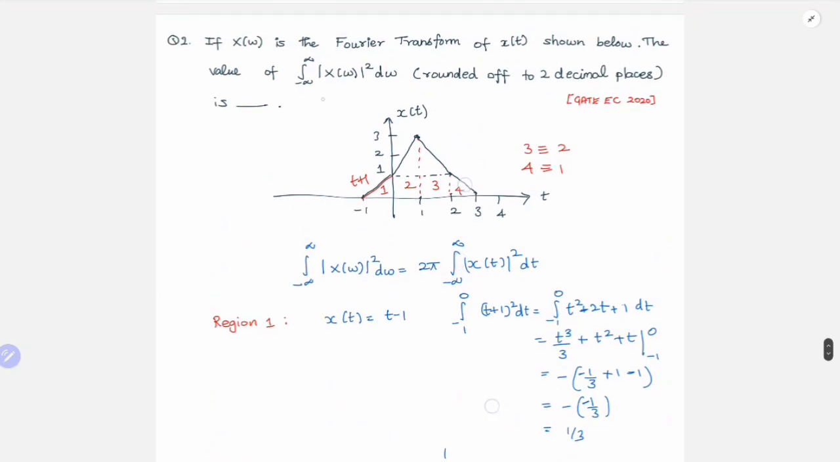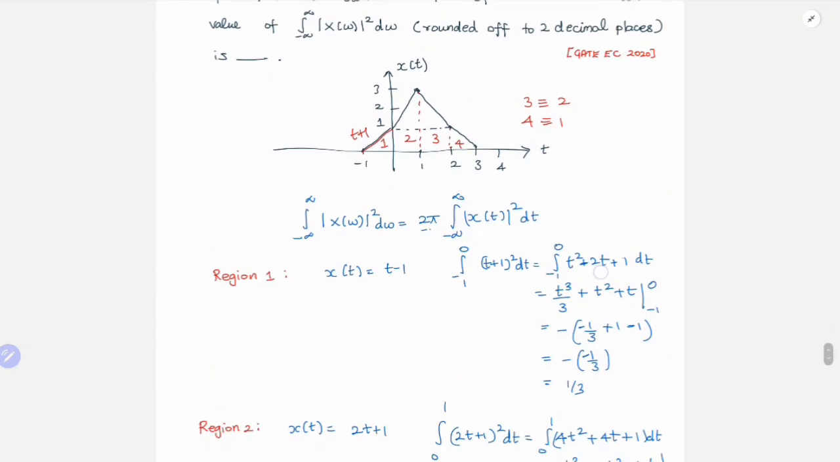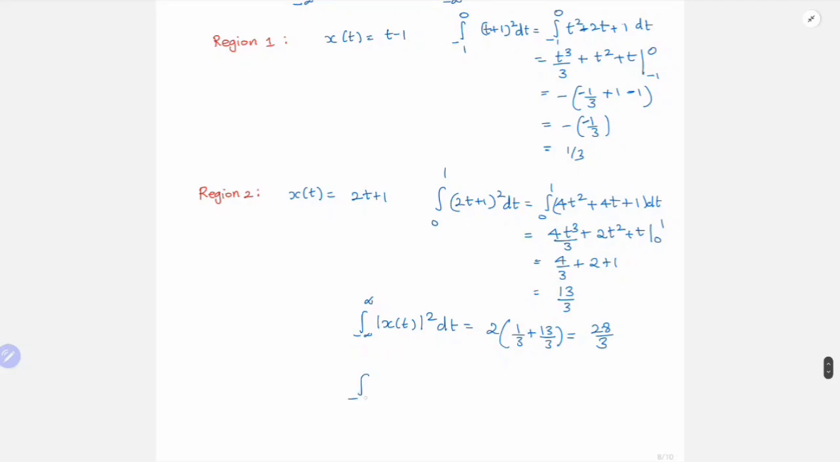But we were asked to find this integral, which is nothing but this multiplied by 2 pi. So we shouldn't miss that factor. So the integral from minus infinity to infinity of mod x of j omega whole square d omega is nothing but 2 pi into 28 by 3. So this is going to be 56 pi by 3.